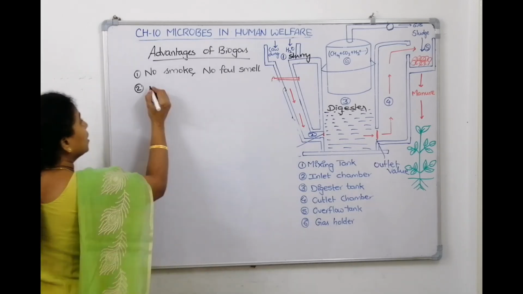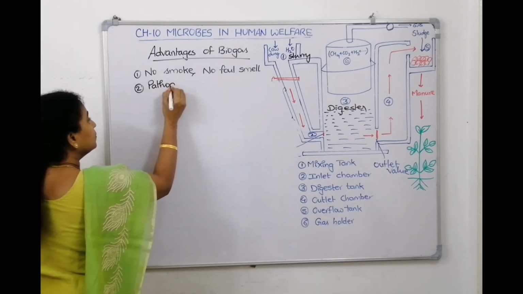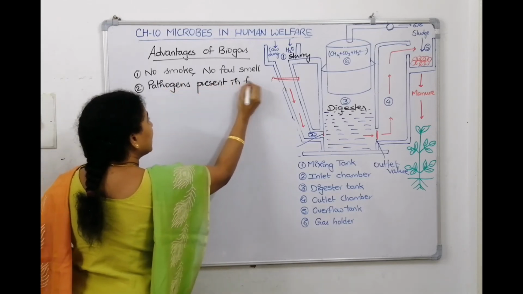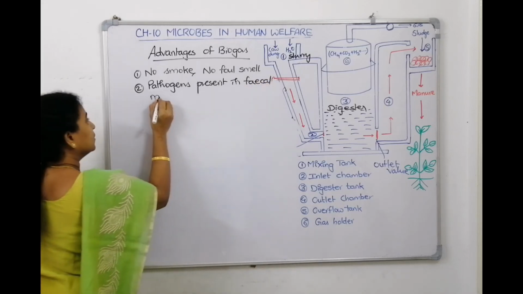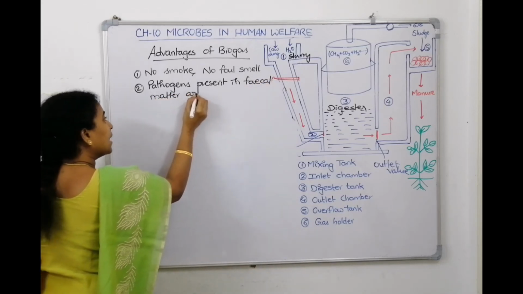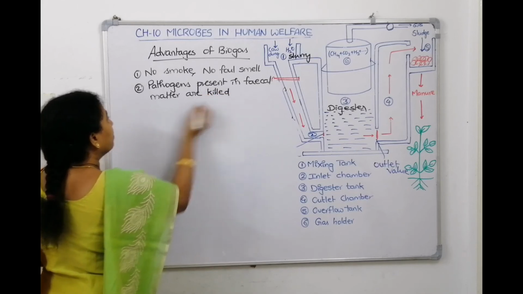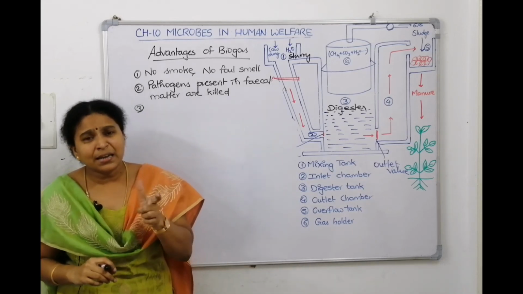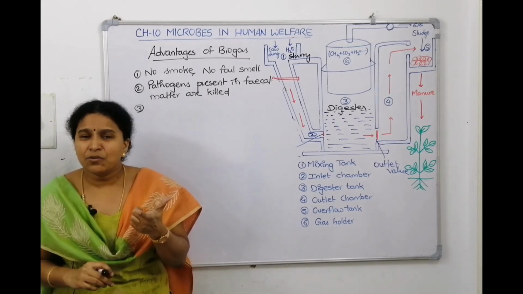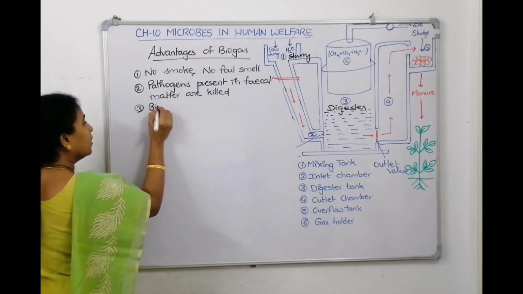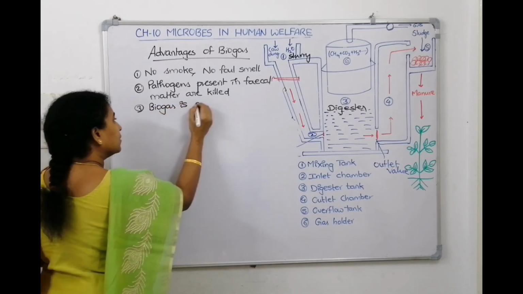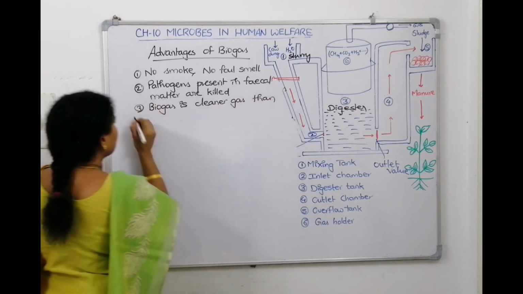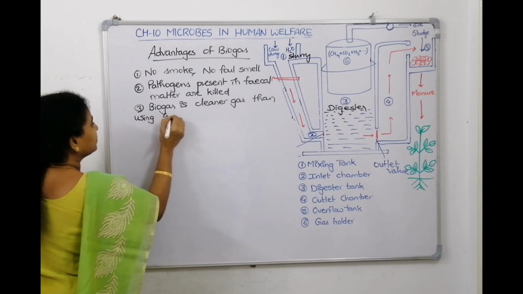That's the second advantage. The pathogens present in the fecal matter are killed. So we are free from those diseases. And the third one is it is cleaner. Biogas is a cleaner gas than using cow dung cakes and wood.